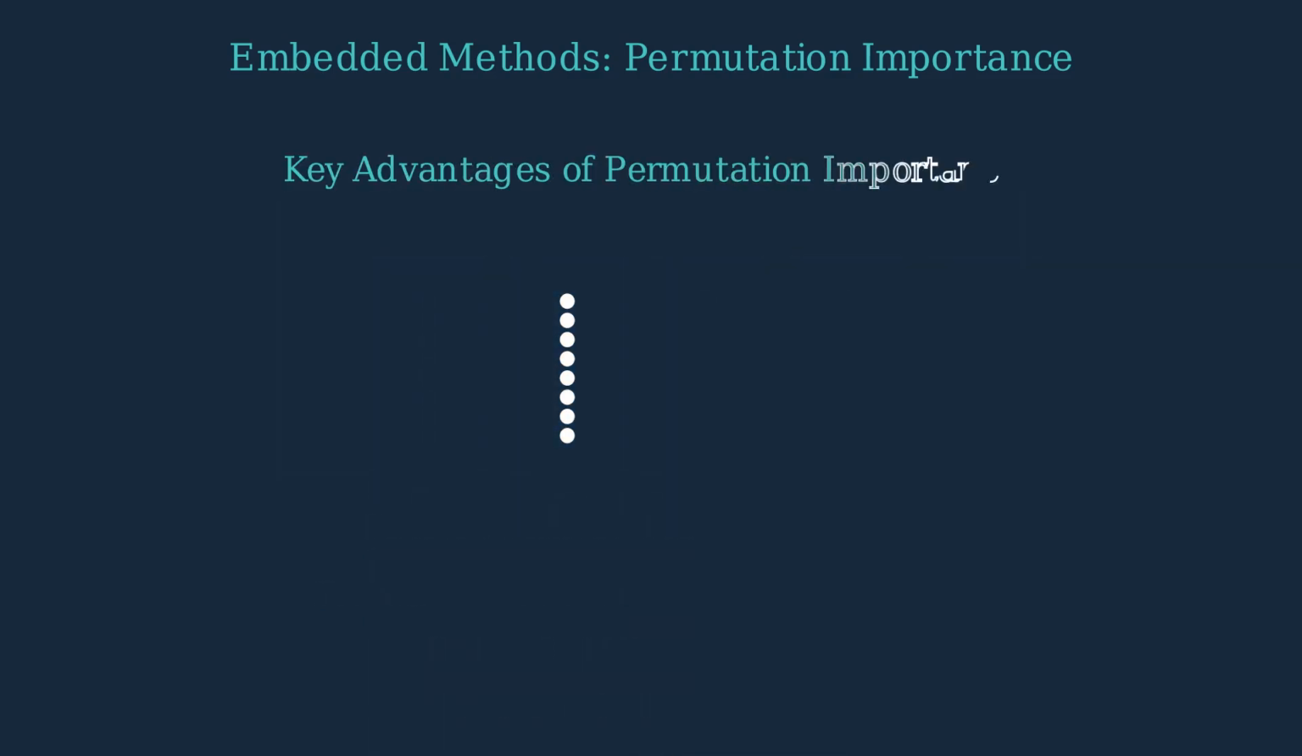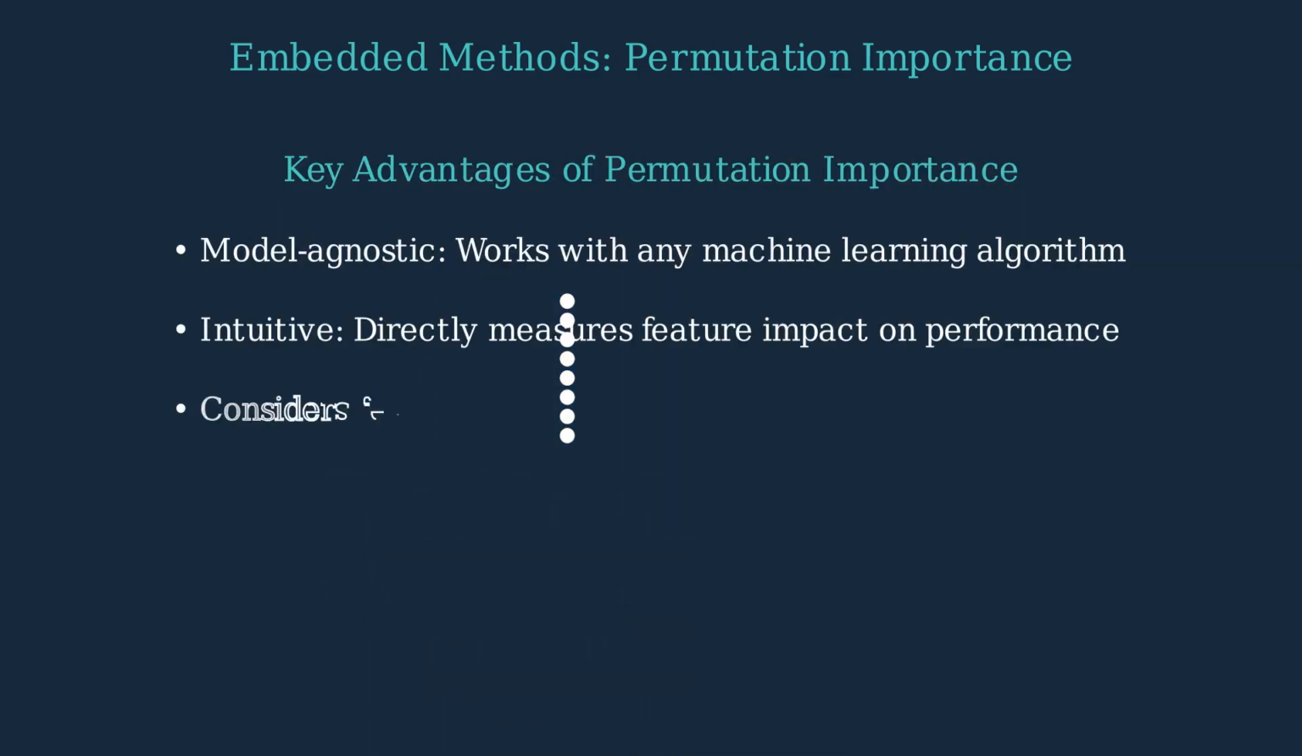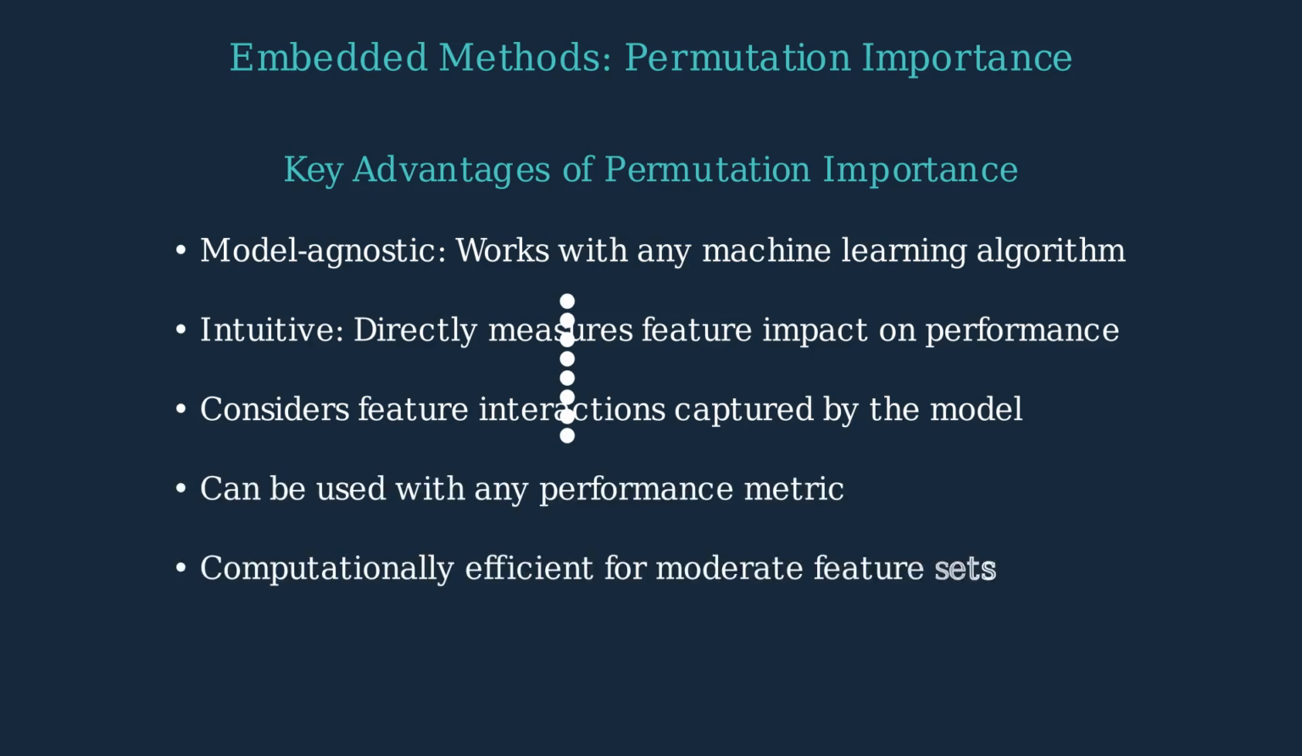Permutation importance offers several key advantages. It's model agnostic, working with any machine learning algorithm. The method is intuitive, directly measuring a feature's impact on performance. It also considers feature interactions already captured by the model and can be used with any performance metric. For moderate feature sets, this method is computationally efficient.